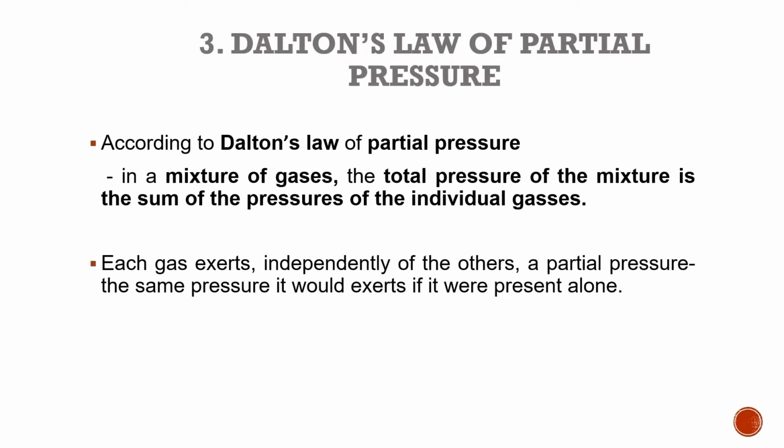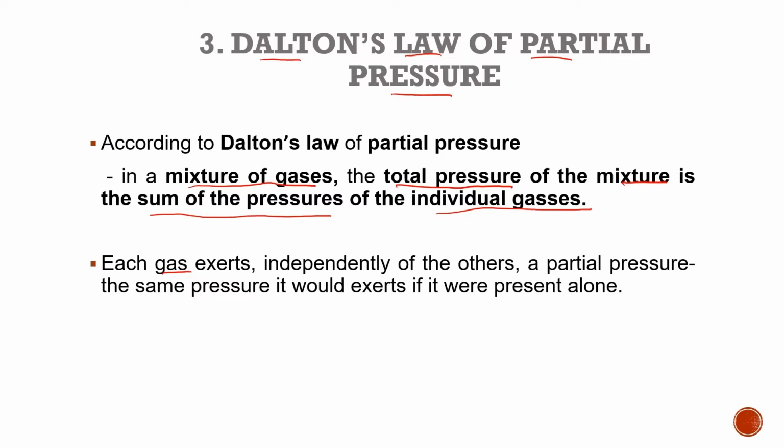We look into Dalton's law of partial pressure. Okay, so Dalton's law of partial pressure states that in a mixture of gases, the total pressure of the mixture is the sum of the pressures of the individual gases, meaning that each gas in the atmosphere, independently of the other, has a partial pressure, the same pressure it would exert if it were present alone.